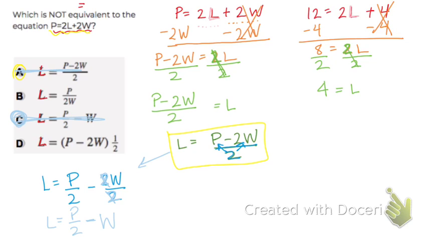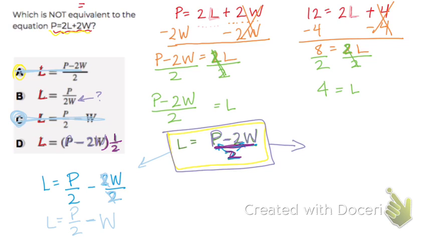Now let's take a look at the other two and try to figure this out. If I am looking at what I have here and B, I don't know how I can get that W down into the denominator like that. So let's take a look at D instead and see if we can figure how that one can be modified. This one looks somewhat similar. Notice that they both have the P minus 2W. But what's different? Instead of dividing by 2, they are multiplying by 1/2.